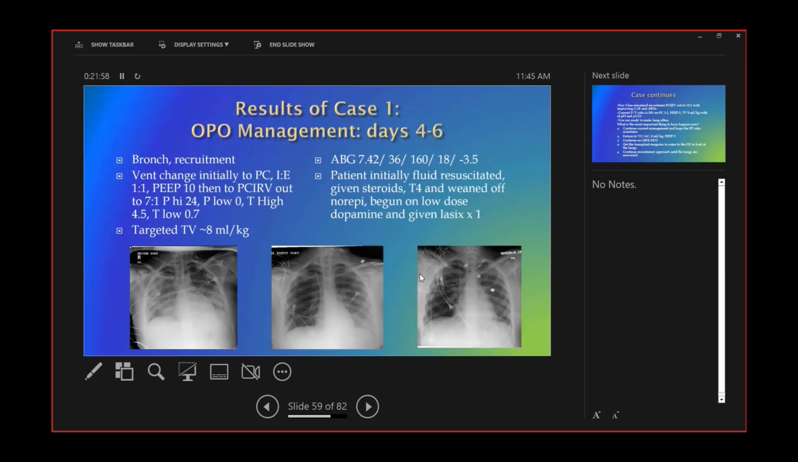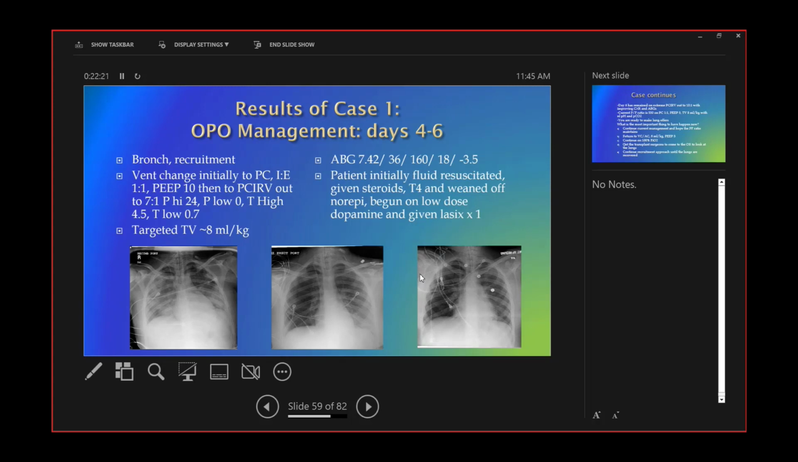So this is the result of this first case that we talked about. Initially, we changed the ventilator to pressure control. We went from an I:E of 1 to 1. We took the PEEP up to 10. And then we went out to pressure control inverse ratio to a 7 to 1 with a P high of 24 and a P low of 0, a T high of 4.5 and a T low of 0.7. And we targeted 8 per kilo of tidal volume.